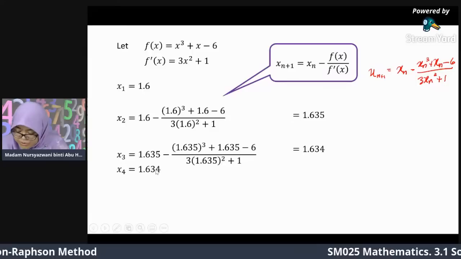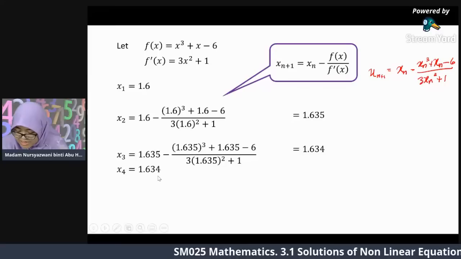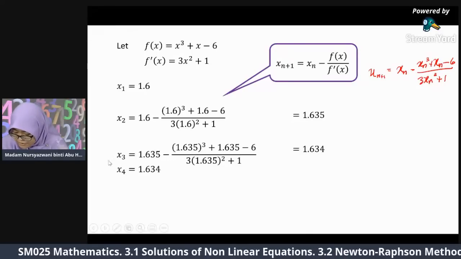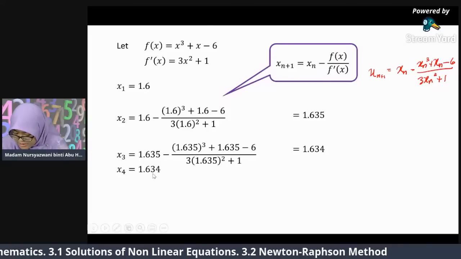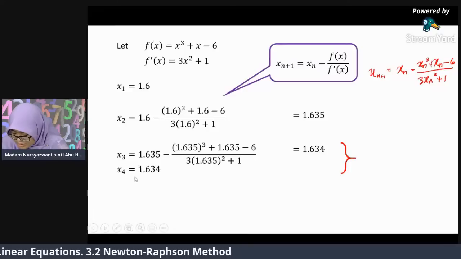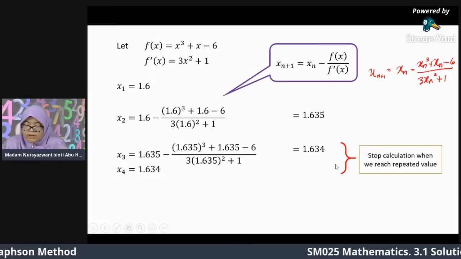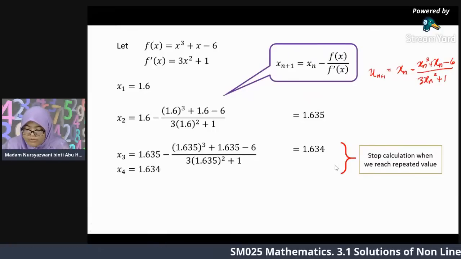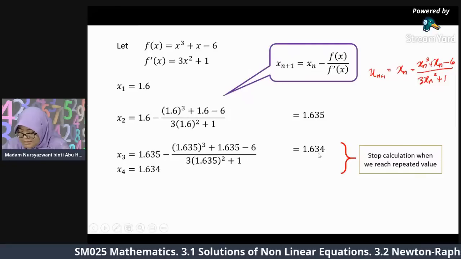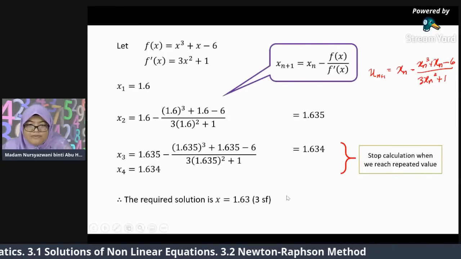Okay, so we stop our calculation here when we reach repeated value. Kalau awak tengok kat sini 1.634, kat sini pun 1.634. So kita stop lah calculation sebab kita dah jumpa nilai yang repeated, berulang. Okay, so kita dah boleh buat conclusion x equal to 1.63. Jawapan akhir je kita round off to 3 significant figure.